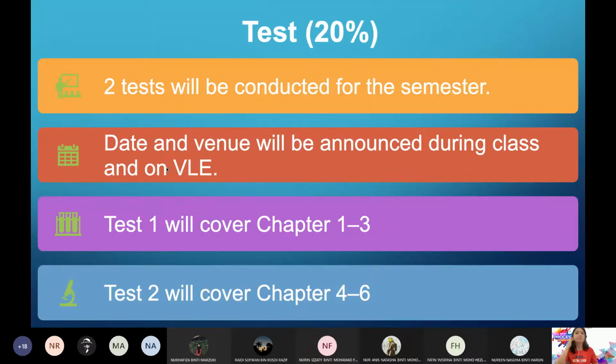So next, tests. There are 2 tests. As I told you, test 1 is about chapter 1 to chapter 3. Test 2, chapter 4 to chapter 6. So we have 8 chapters, right. So chapters 7 and 8 are for the final exam only. Chapters 1 to 6 you will be tested in the tests. Right? Okay. Next one, lab.